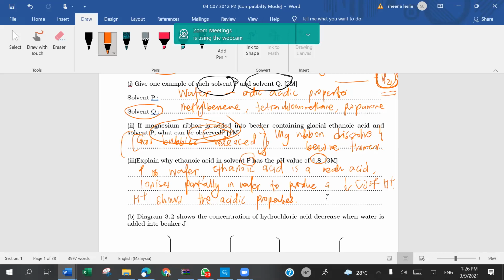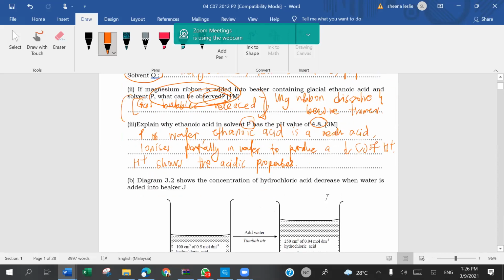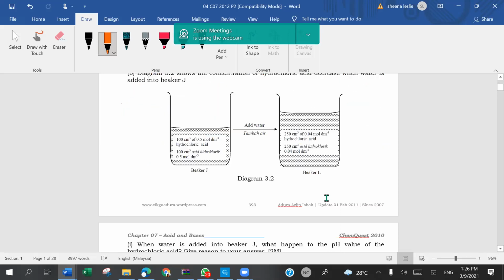Teacher. Yes, Naim. I can't read the word. Ionizes partially in water to produce a low concentration of hydrogen ions, then the hydrogen ions show the acidic properties. Yeah, hydrogen ions show the acidic properties, correct. Okay, thank you. Speak up if you don't understand my writing.